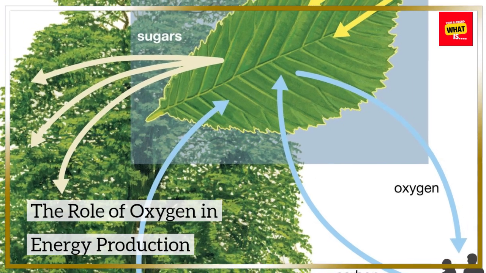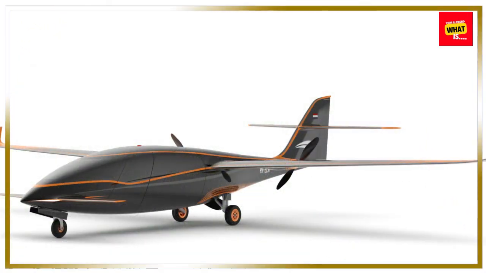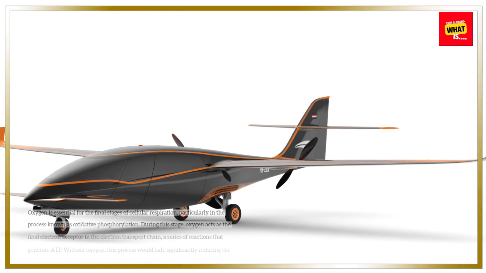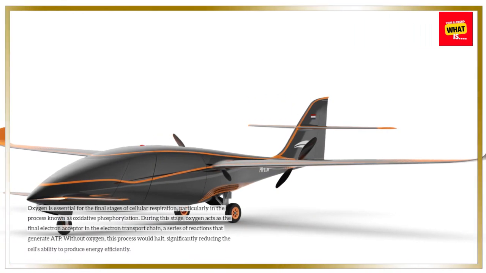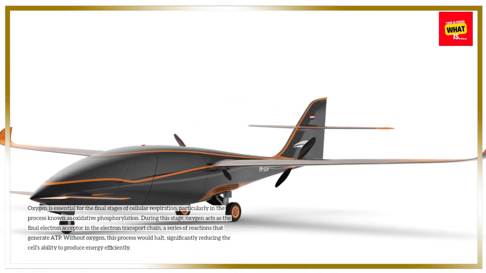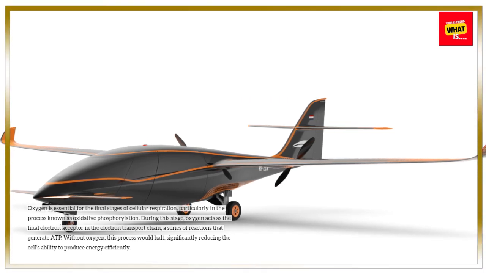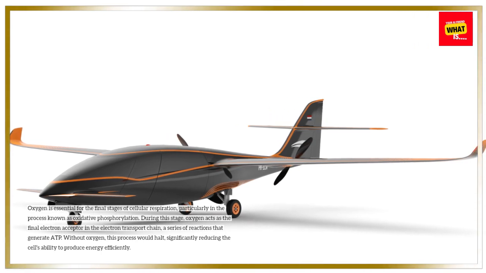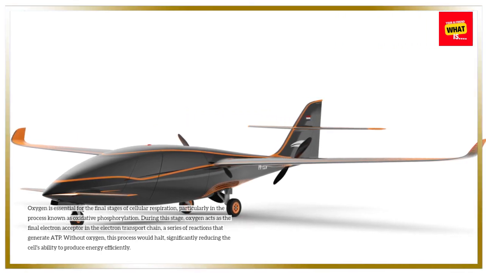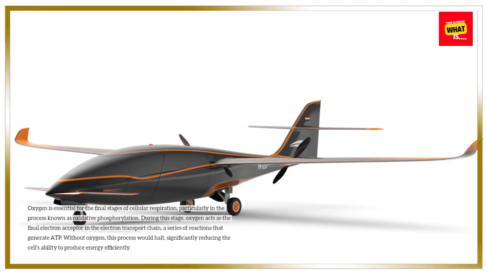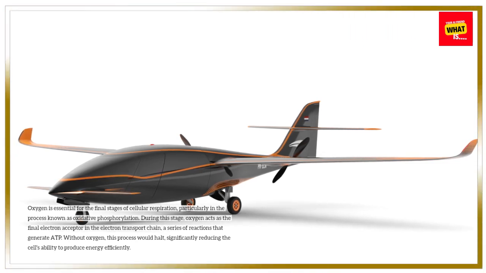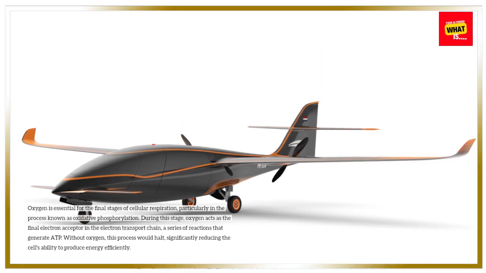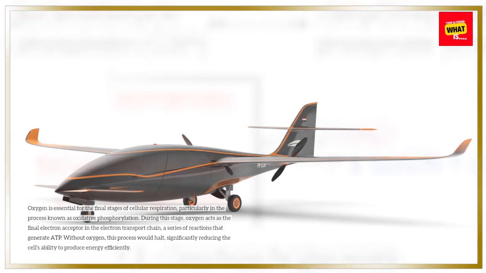The role of oxygen in energy production. Oxygen is essential for the final stages of cellular respiration, particularly in the process known as oxidative phosphorylation. During this stage, oxygen acts as the final electron acceptor in the electron transport chain, a series of reactions that generate ATP. Without oxygen, this process would halt, significantly reducing the cell's ability to produce energy efficiently.